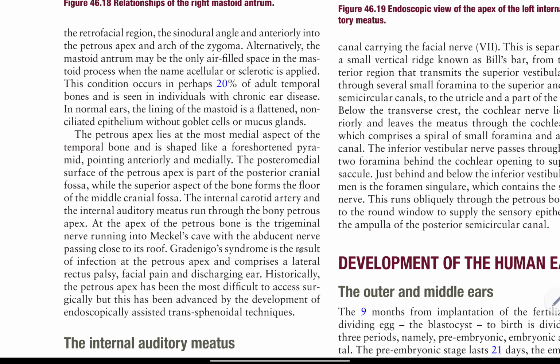Gradenigo syndrome is a result of infection at the petrous apex and comprises a lateral rectus palsy, facial pain, and a discharging ear. Historically, the petrous apex has been the most difficult to access surgically, but this has been advanced by the development of endoscopically assisted transsphenoidal techniques.